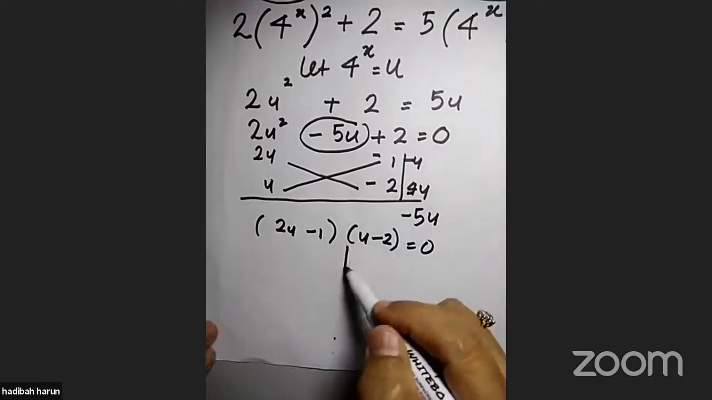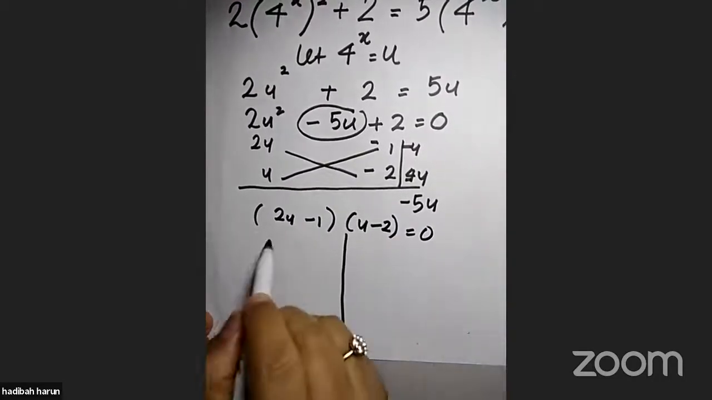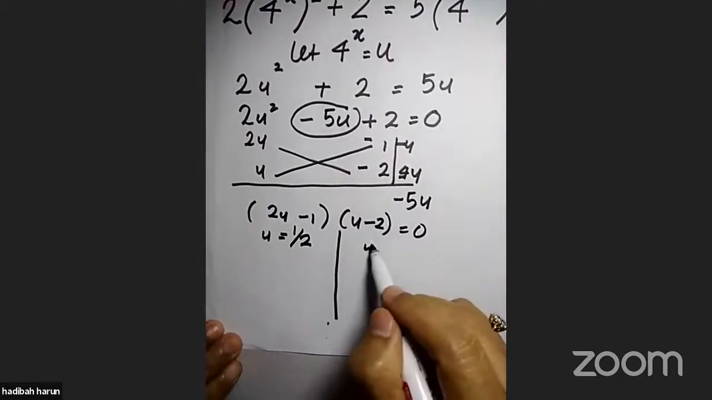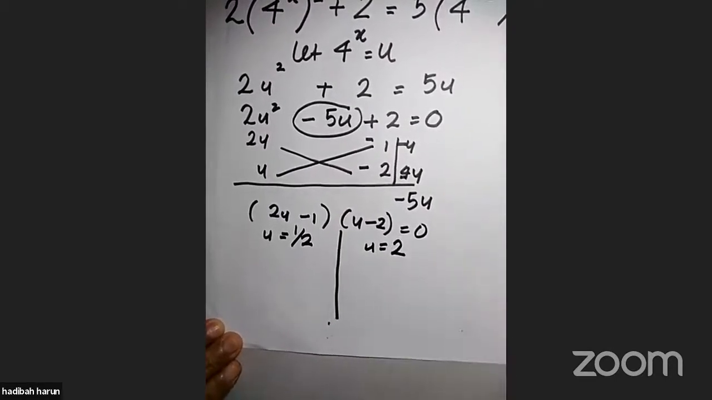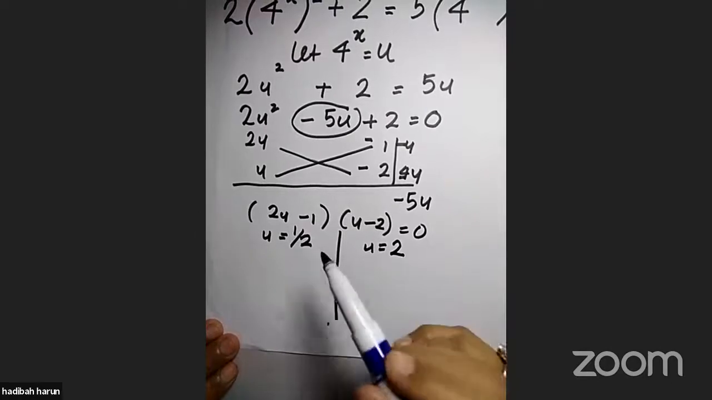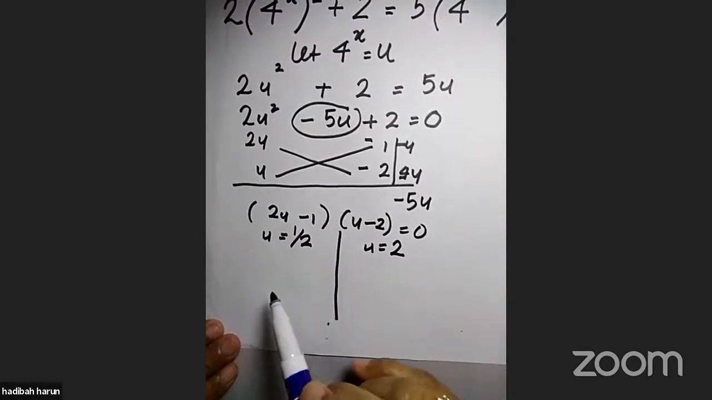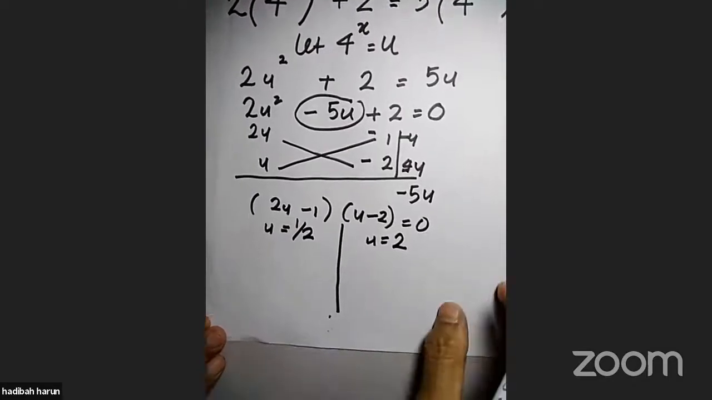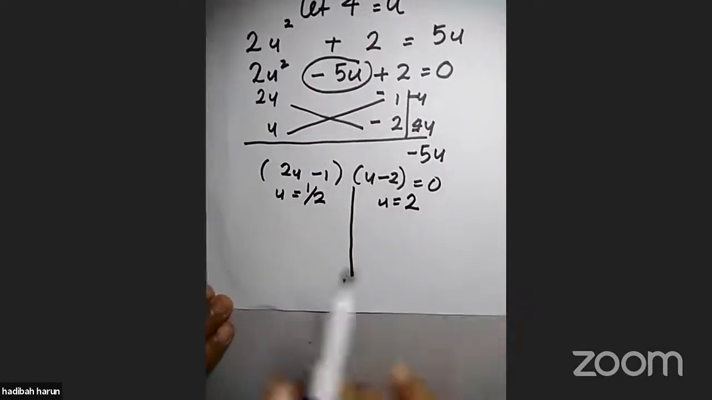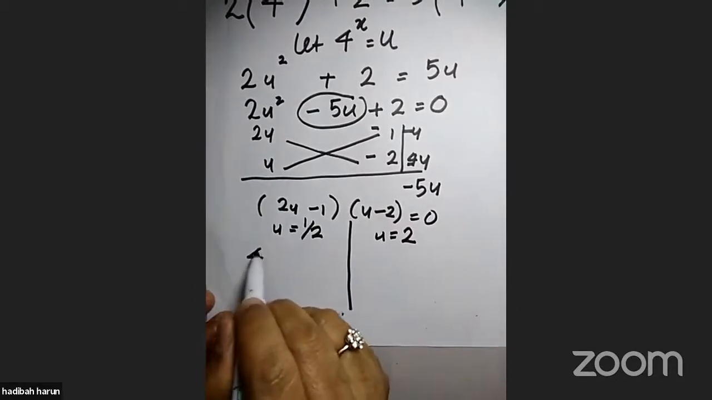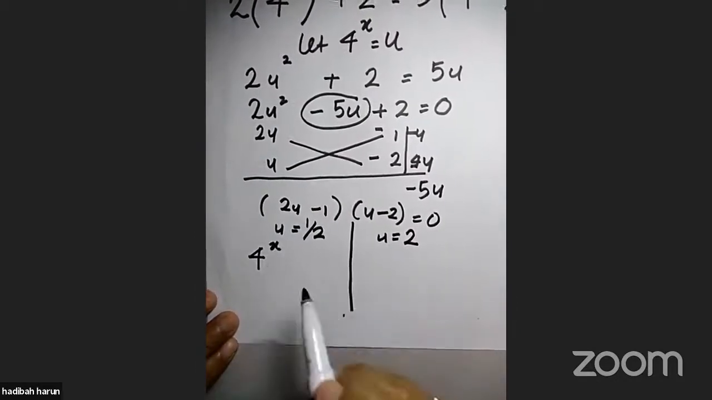Okay, so you have two sets of answer. So u is equals to half, u equals to 2. This is not your final answer. If you answer like this, then you are lack of 1 mark. Okay, so u equals to half, then you have to change whatever you have replaced earlier.